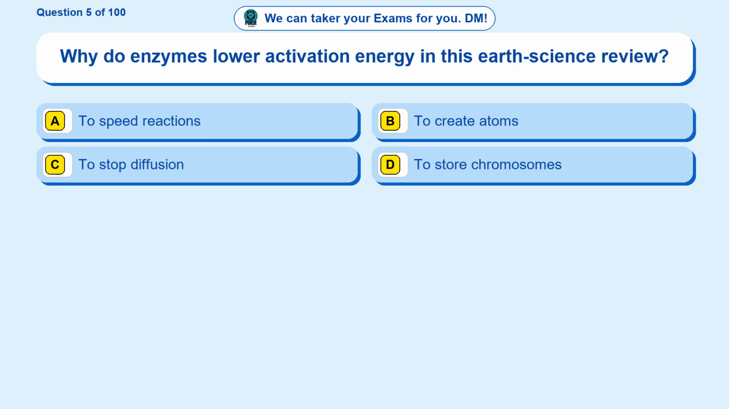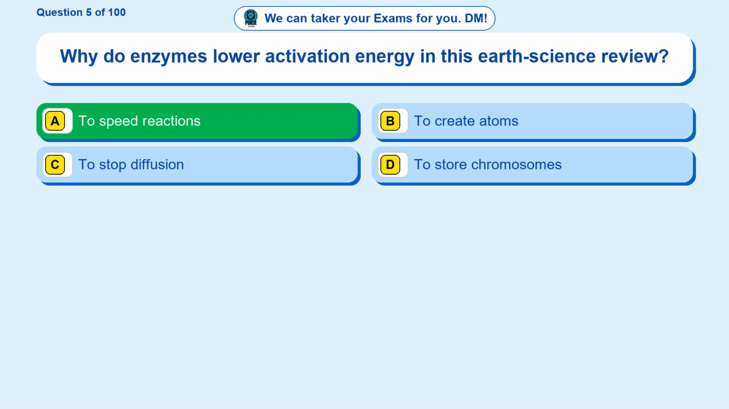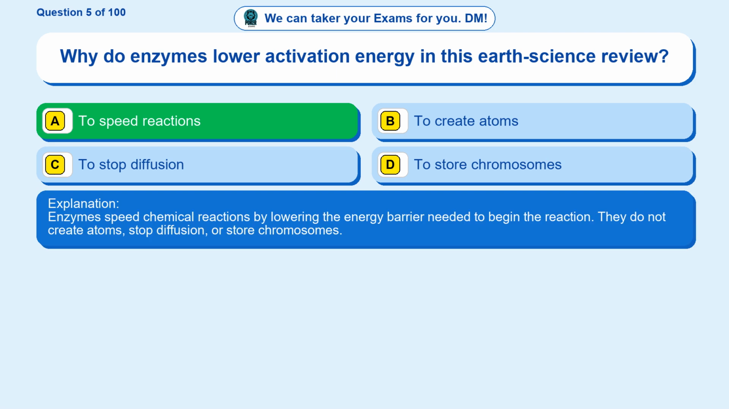Question 5. Why do enzymes lower activation energy in this Earth Science Review? Option A, to speed reactions. Option B, to create atoms. Option C, to stop diffusion. Option D, to store chromosomes. The correct answer is option A, to speed reactions. Enzymes speed chemical reactions by lowering the energy barrier needed to begin the reaction. They do not create atoms, stop diffusion, or store chromosomes.